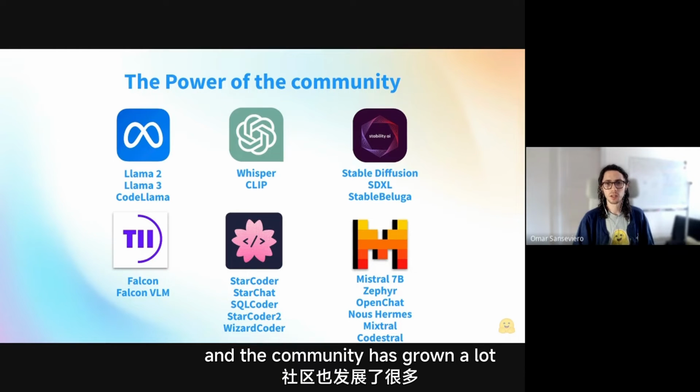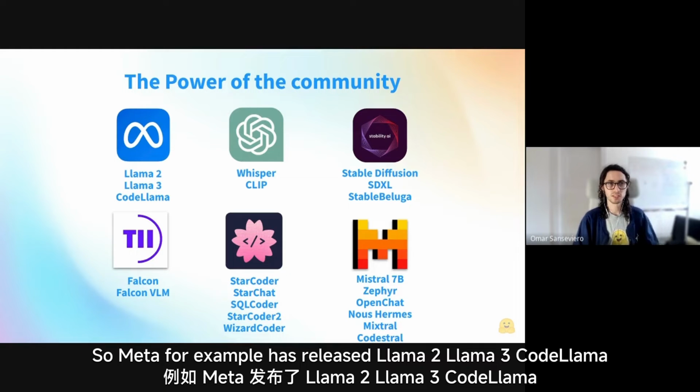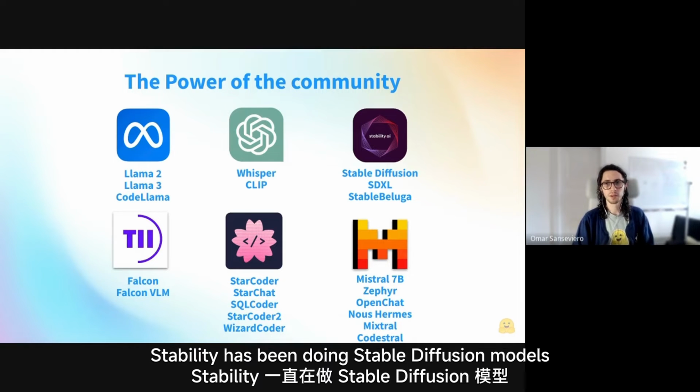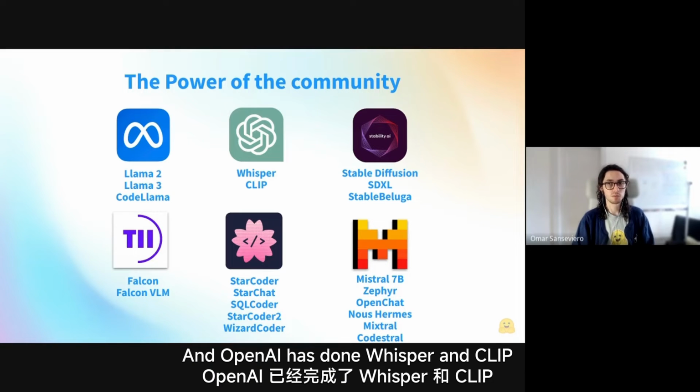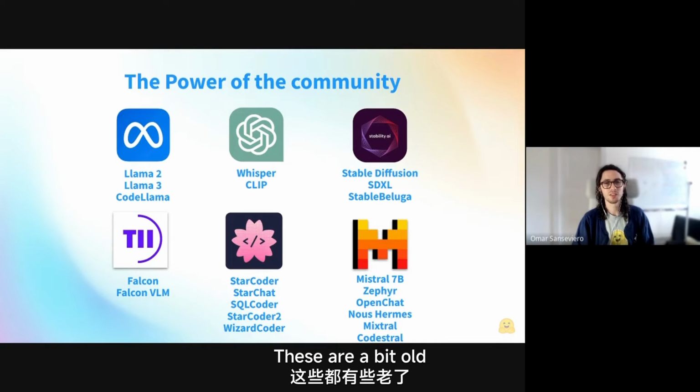And the community has grown a lot. It's really, really huge. So Meta, for example, has released Llama 2, Llama 3, CodeLlama. Stability has been doing Stable Diffusion models. OpenAI has done Whisper and CLIP. These are a bit old, but not that much, really.